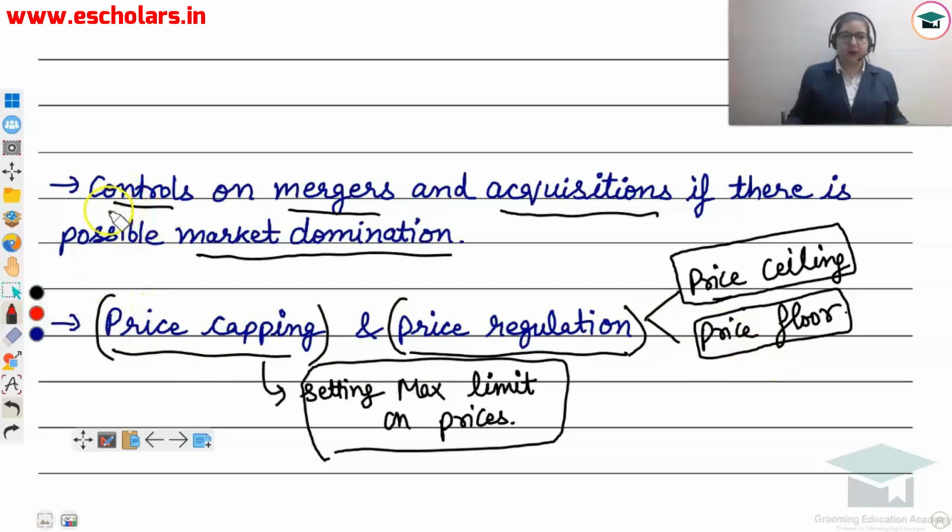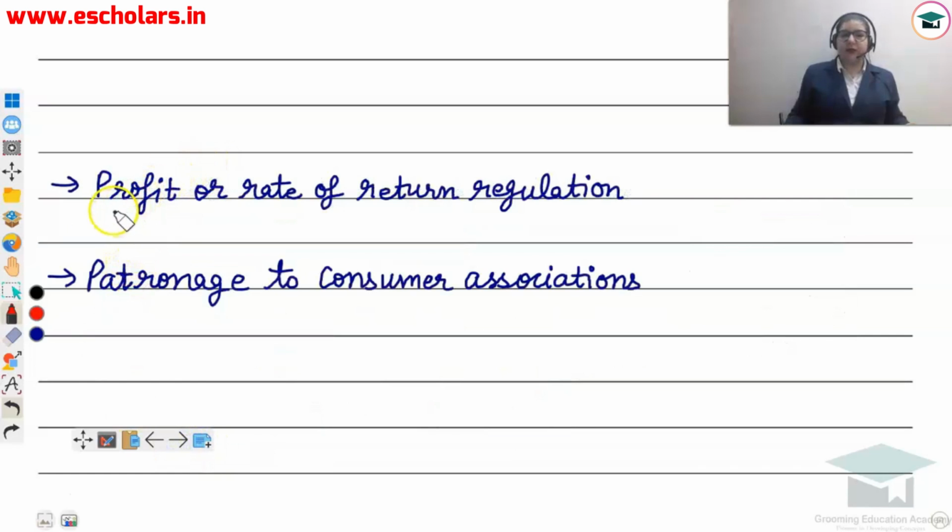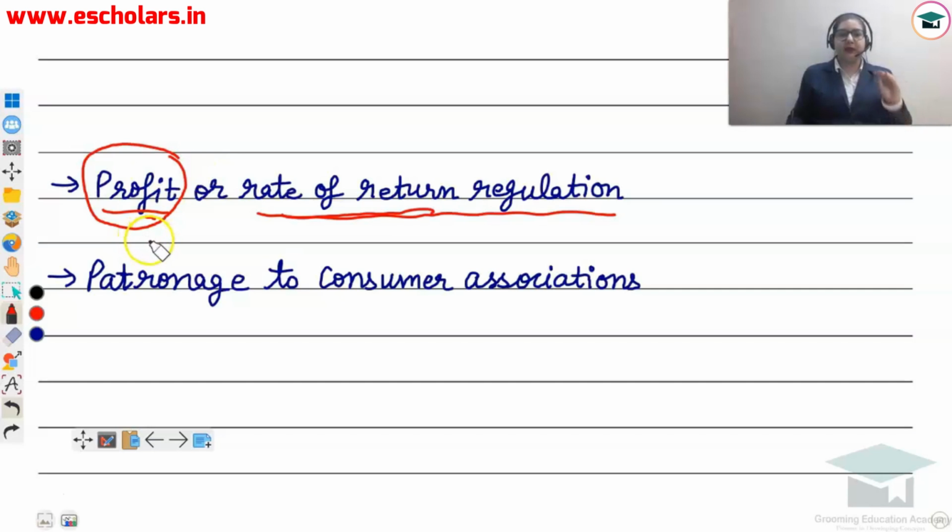Okay, so let's recall it till now. Controls on mergers and acquisitions if there is possible market domination. Next, price capping and price regulation. Now further, there is profit or rate of return regulation also. Under this, the government sets the limit for the amount of profits that can be earned by the firms. Okay. So basically the government sets a specified rate of return on the capital employed by the firm.